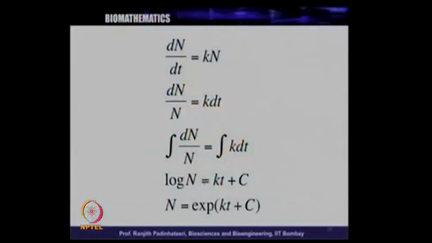So, let us for the moment go back to the previous slide. We had this log n is equal to kt plus c. So, let us see what we get if we plot this equation. We started from dn by dt is equal to kn, and we got log n is equal to kt plus c.